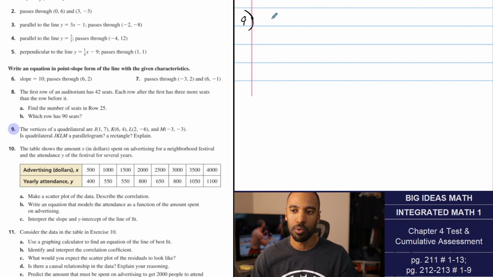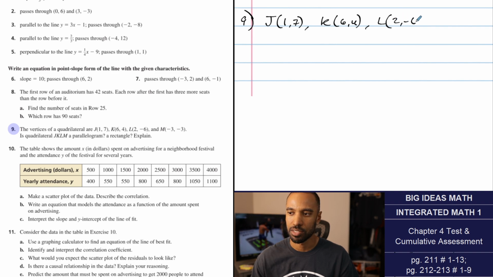J, K. Now we do know it goes from J to K, etc. So J is at (1, 7). K is at (6, 4). L is at (2, -6). And M is at (-3, -3). Okay, we have to come up with 4 slopes.